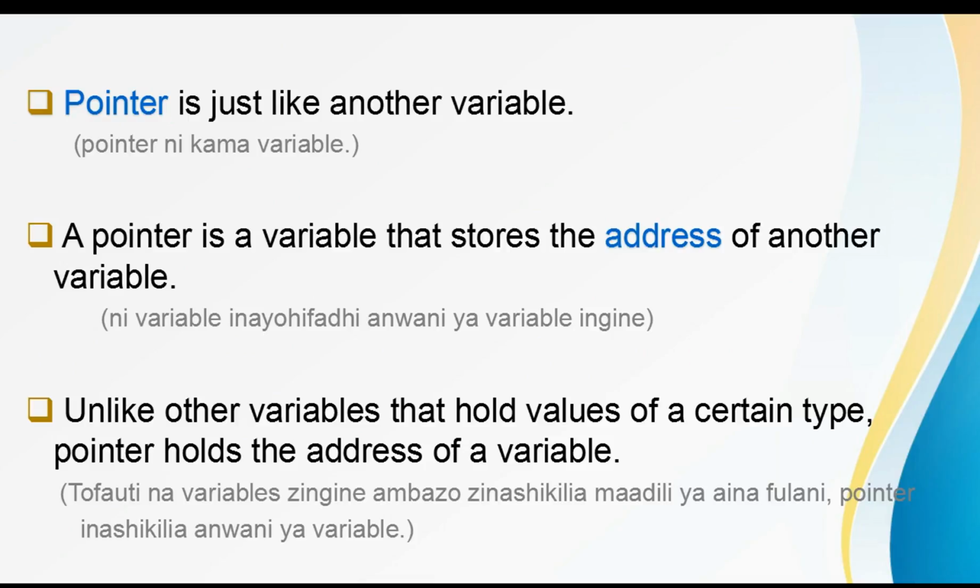Pointers ni kama variables, yani zimefanana na variables. Katika pointers tuna store the address of another variable. So pointers inatumika kuweka address ya variable ingine. Kwa hivyo katika variable kuna address iko pale. Sasa hiyo address inawekwa katika nini? Pointers. So pointers ina point to that variable ambayo inatumia nini? Ile address.